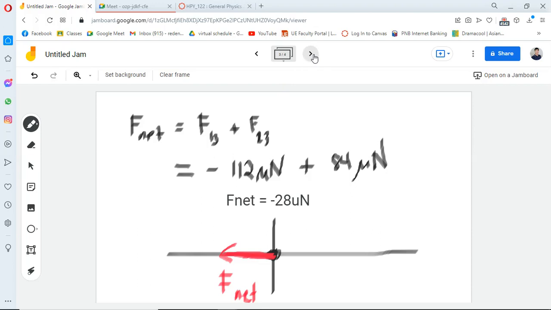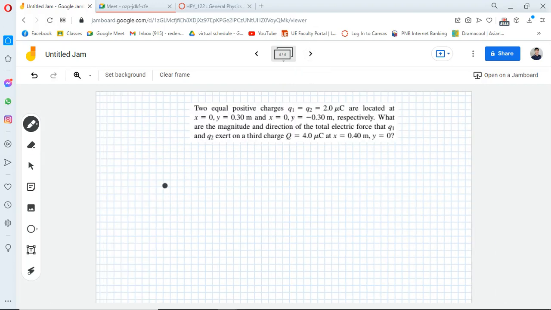So let me just give the last example. Two equal positive charges Q1 and Q2. So here our charges are equal. The value is 2 microcoulomb, so times 10 to the negative 6. They are located at x equals 0, y equals 0.30, and x equals 0, y equals negative 0.30, respectively. So these ordered pairs, these coordinates, are for Q1, and these coordinates are for Q2. That is what respectively means.